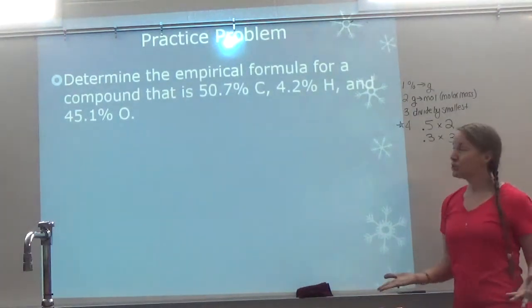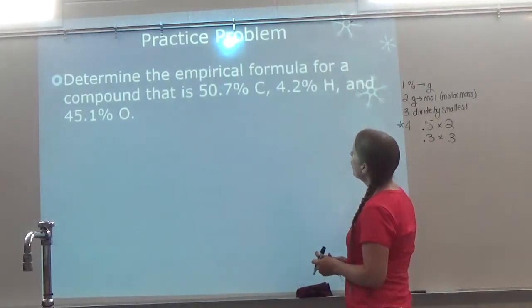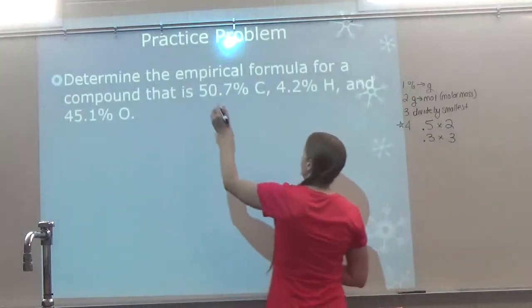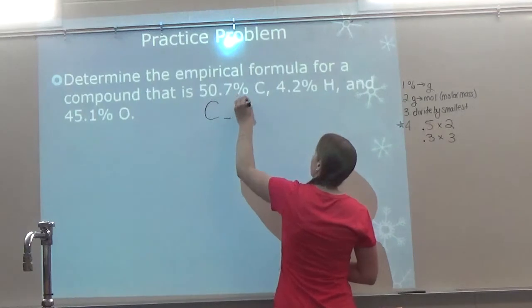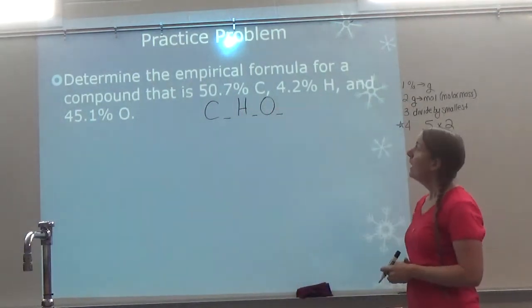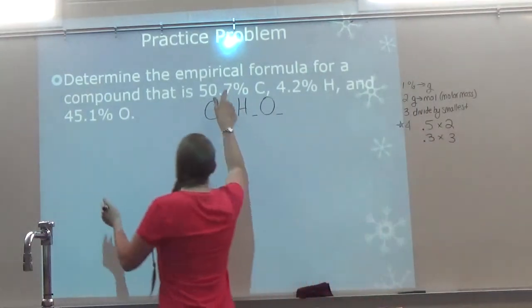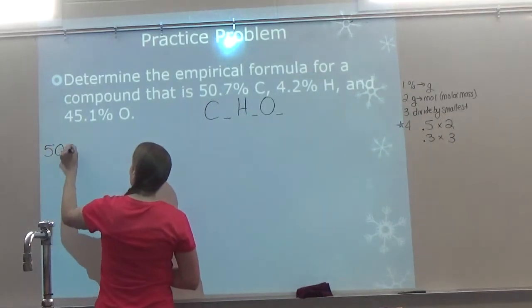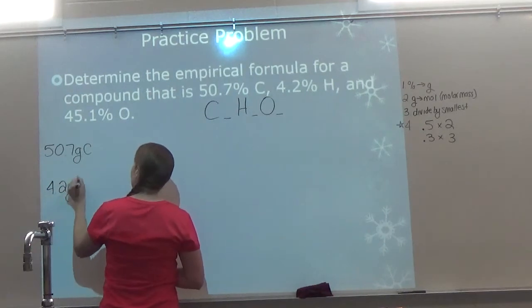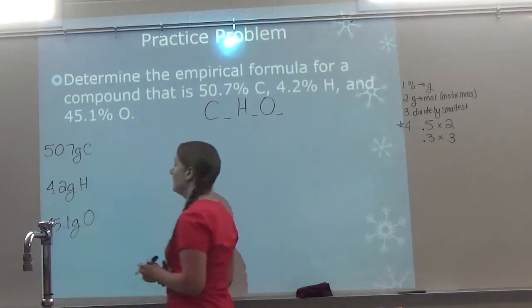All right, I'm going to assume you've already tried it. It says, determine the empirical formula for a compound that's 50.7% carbon, 4.2% hydrogen, and 45.1% oxygen. So we know we're going to have C something, H something, O something, and we need to figure out what our subscripts are. Remember, step 1 is change percent to grams. That's our easy step, because all we do is take the percent sign away and put grams. So we have 50.7 grams of carbon, 4.2 grams of hydrogen, and 45.1 grams of oxygen.